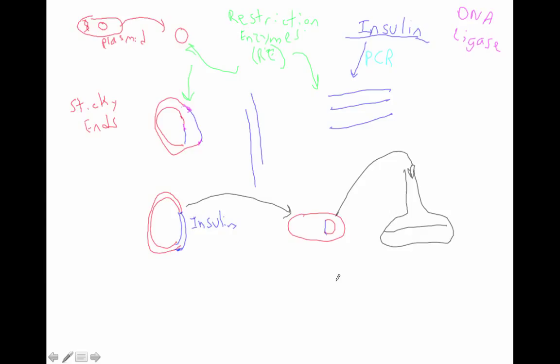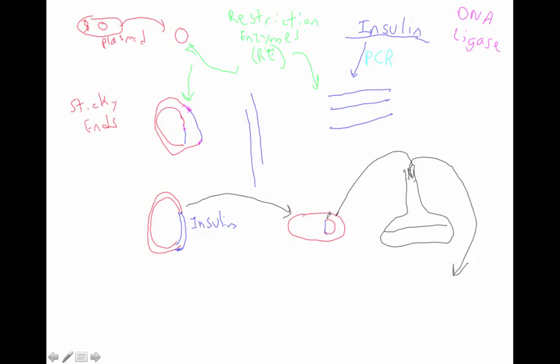grow. Bacteria grow super fast. They have a generation time of every 20 minutes. All the time, every time they divide, they make more and more insulin. So now what you do is, after a certain amount of time, not long, maybe a day or so, you take the cells out of here, you bust them open, and isolate the insulin protein.